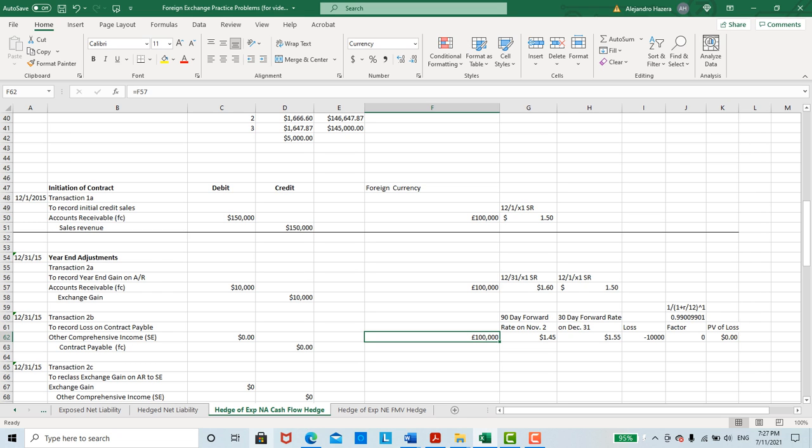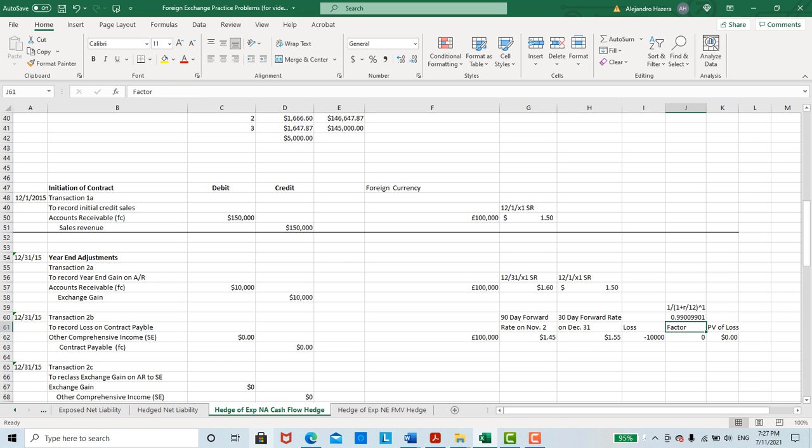Now you're saying that to obtain a payable, each one of these 100,000 British pounds, it would cost you $1.45. It's going to cost you $1.55. So using the same logic, going back to the original standards, it's a loss. Okay, and we're going to plug that loss in here.